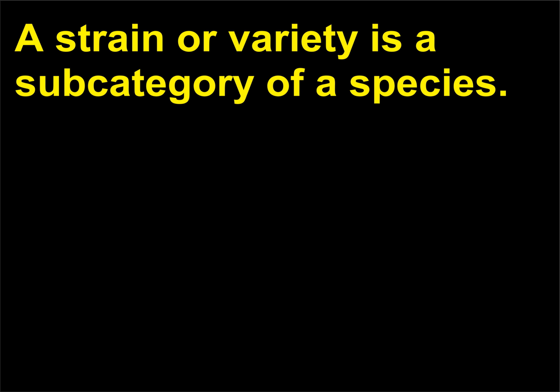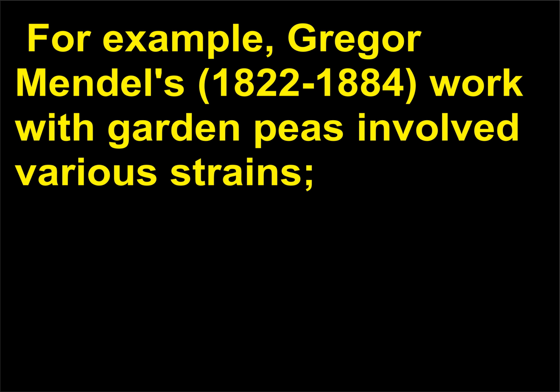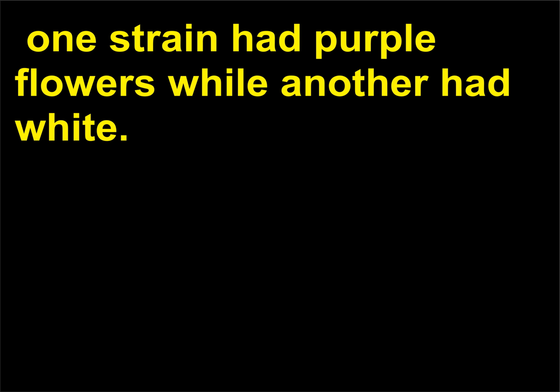What is a strain? A strain or variety is a subcategory of a species. For example, Gregor Mendel's, 1822 to 1884, work with garden peas involved various strains. One strain had purple flowers while another had white.